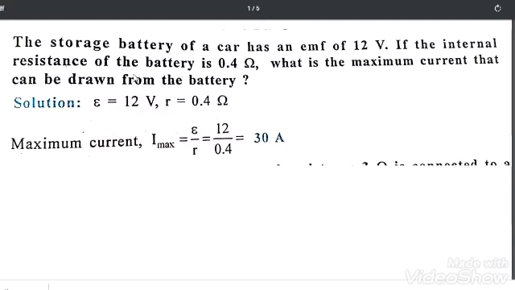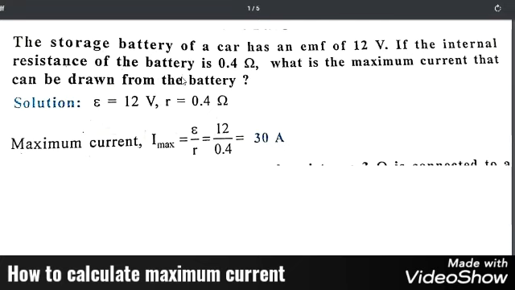And the internal resistance, small r, is also given, that is 0.4 ohm. Then what we have to calculate here is the maximum current that can be drawn.